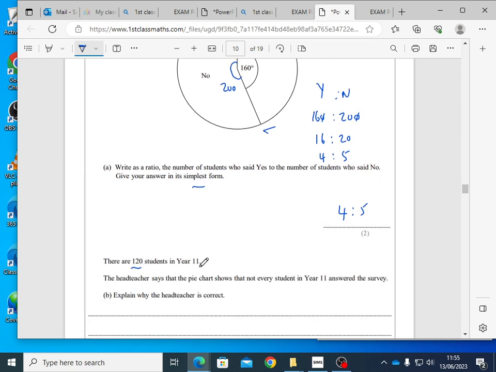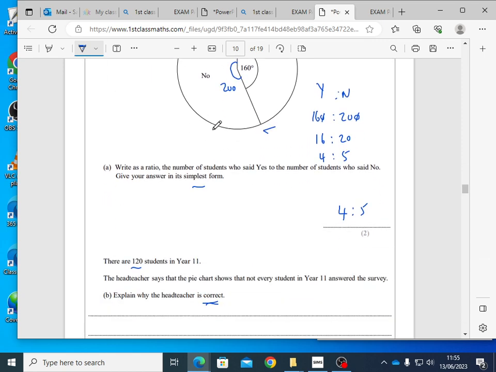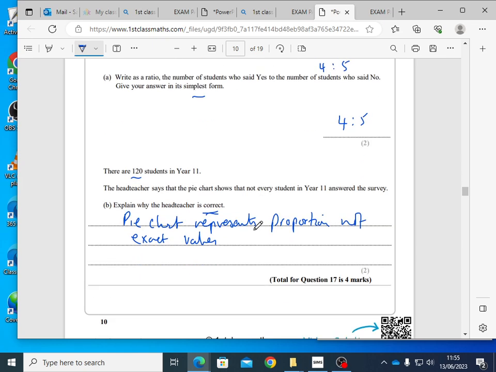There are 120 students in year 11. The head teacher says the pie chart shows that not every year 11 student answered the survey. Explain why the head teacher is correct. Okay, it's because a pie chart only measures proportionality, it doesn't measure individual results. So we can say that a pie chart represents proportion, not exact values. It just says a proportion of students.